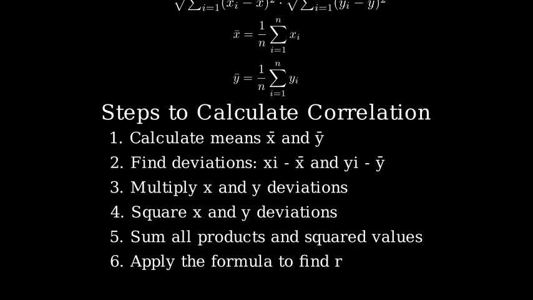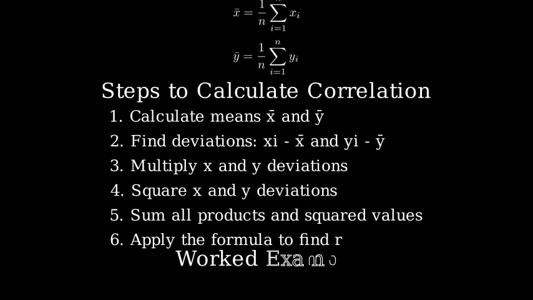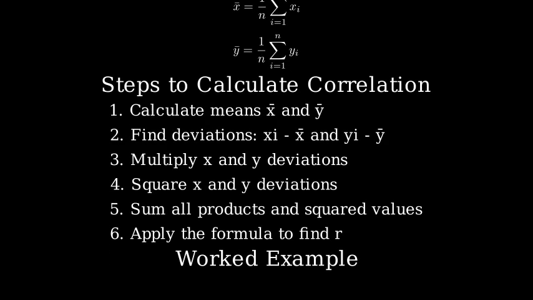Step 4. Square each of the x and y deviations. Step 5. Sum up all products and squared values. Step 6. Apply the formula to find R. Now, let's work through a complete example to see how correlation analysis works in practice.